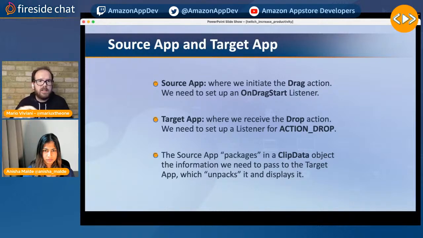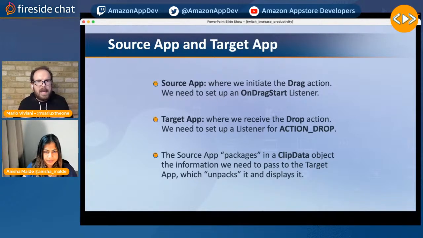Then we need to have a second application, which is our target application, which is where we actually receive the drop action. This is where the drag action ends and the user lifts the finger and drops something on a specific view. So this will be done by adding another listener for the action drop. So literally when the user drops something, and we can apply this listener to a specific view. So we can say, if it drops on this specific view, then you go and take action.